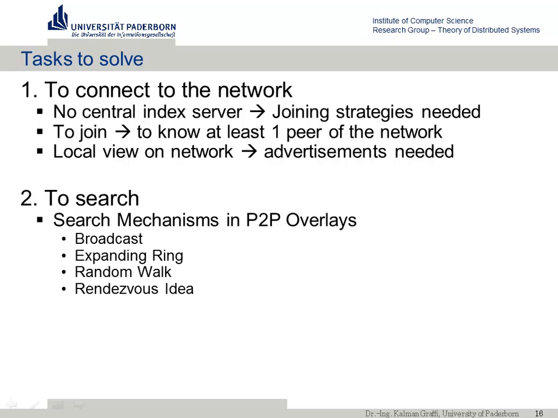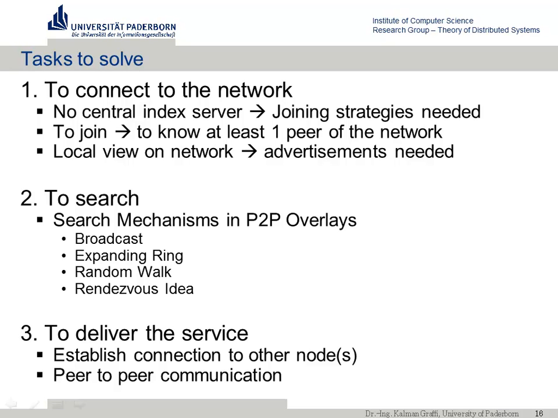Okay, then you need to search somehow. And there are several mechanisms for how this can be implemented. You can broadcast, which has some drawbacks and benefits. You can have expanding ring, random walk, and rendezvous. For all of these 4 points, we will have an example. With that, we can also search for the files we are looking for. And finally, how do we deliver the service? If the file we are looking for is found, then it's the same old principle. We just establish the connection directly to that peer and download or transfer the file directly.